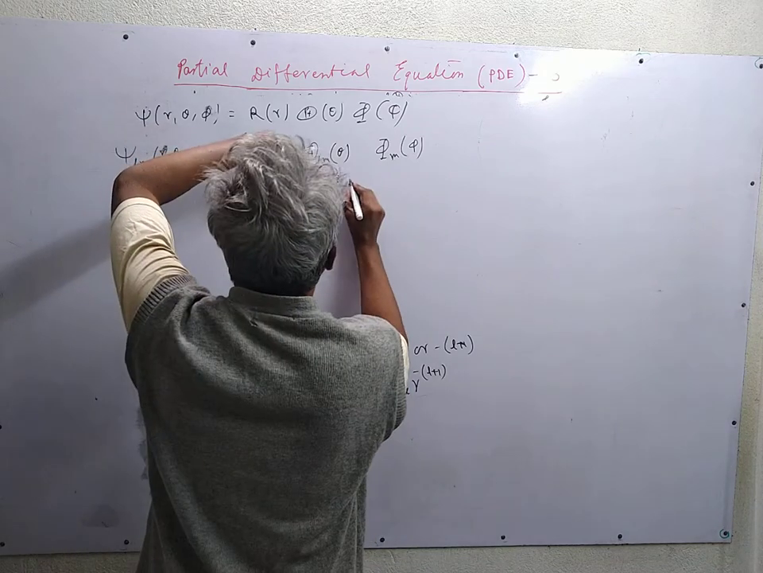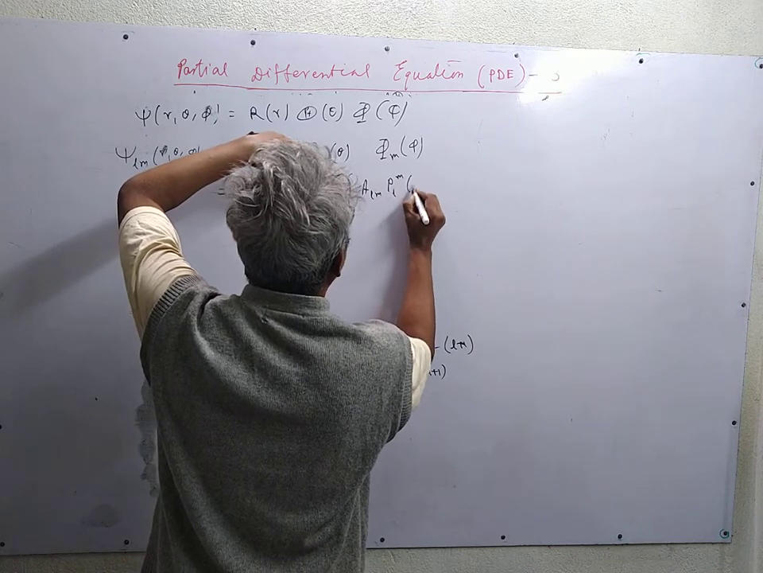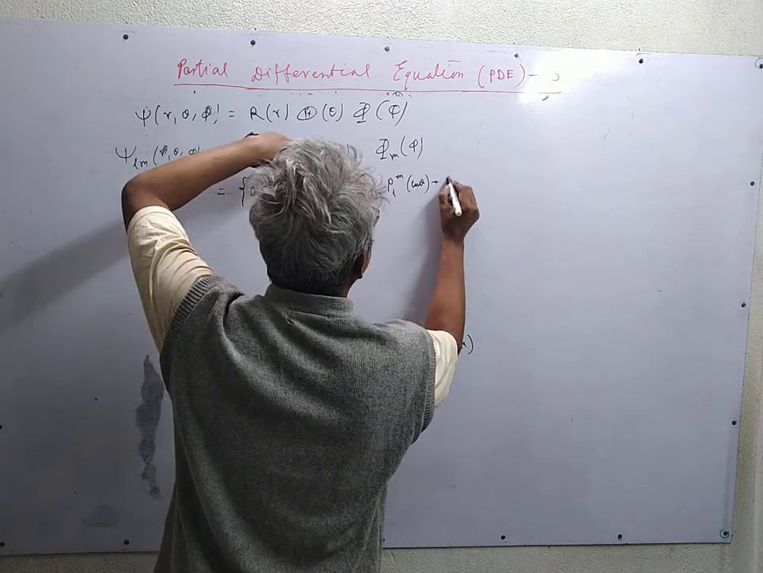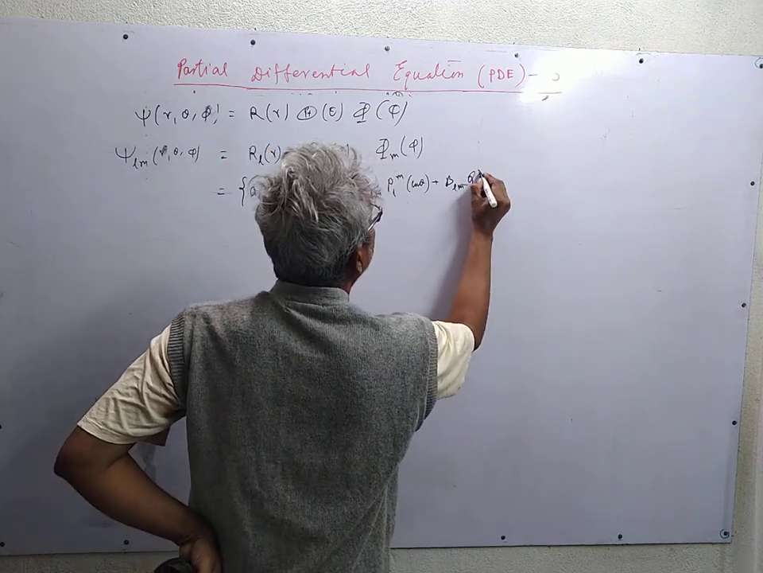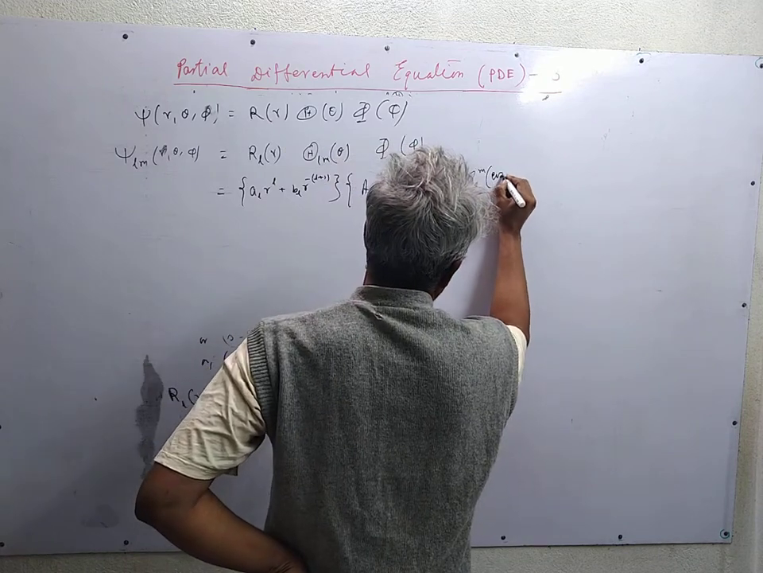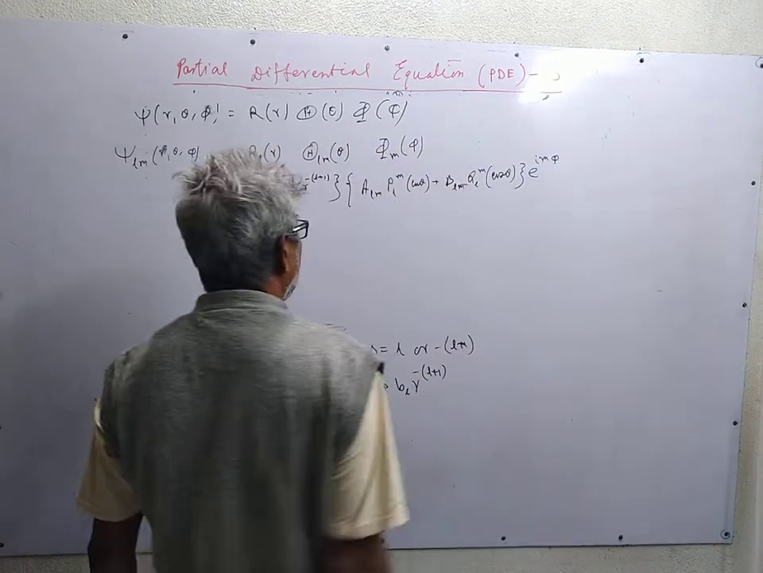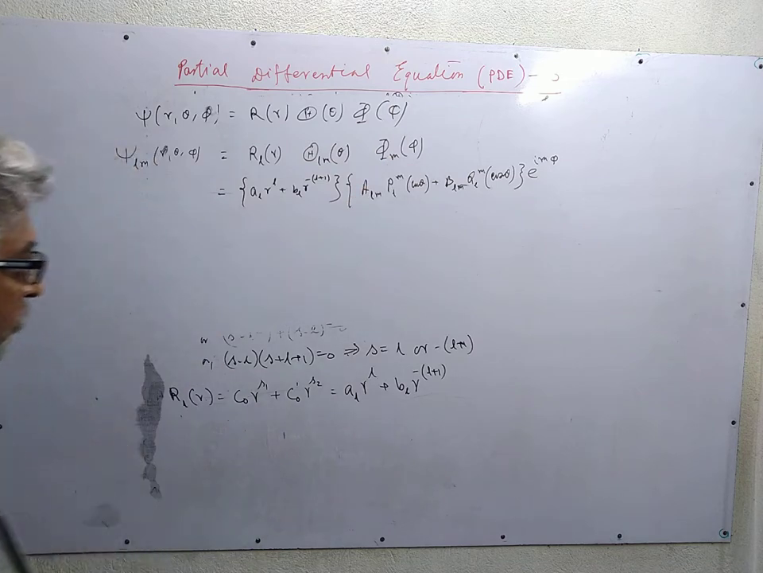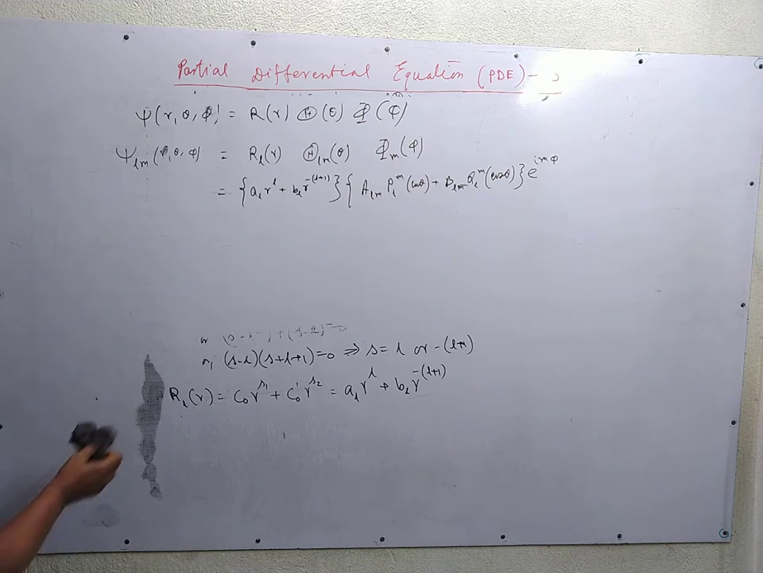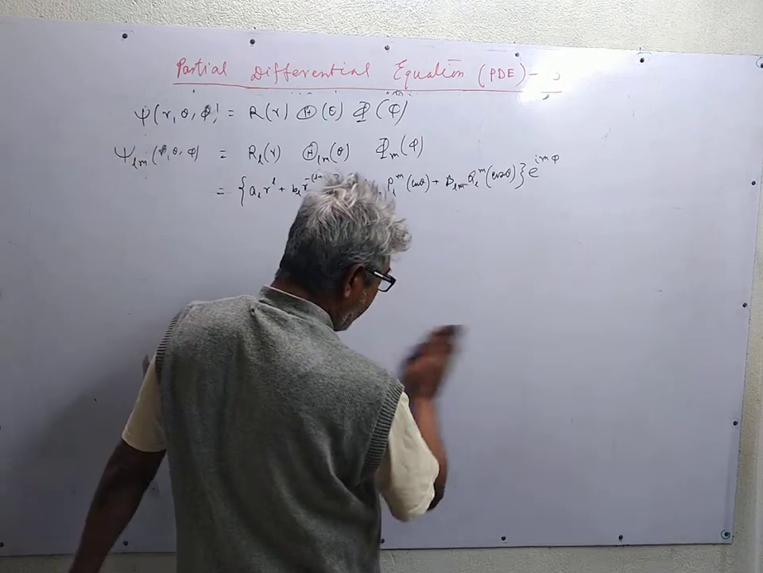For this part we write ALM PLM of cos theta plus BLM QLM of cos theta, times e to the power i m phi. The constant associated with the phi part has been adjusted over here, so we are not introducing any new solution. This is a solution for a particular value of L and the corresponding values of M.